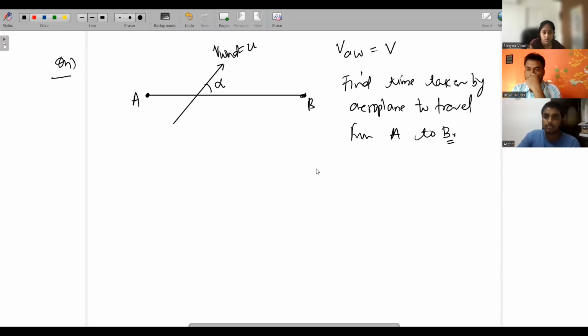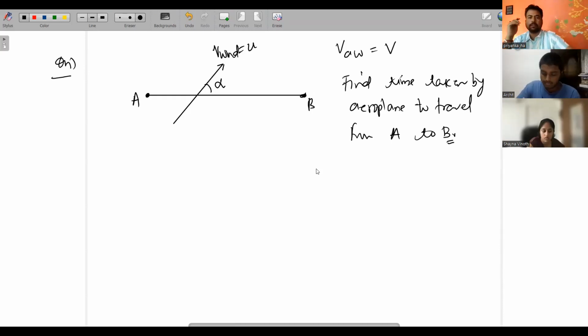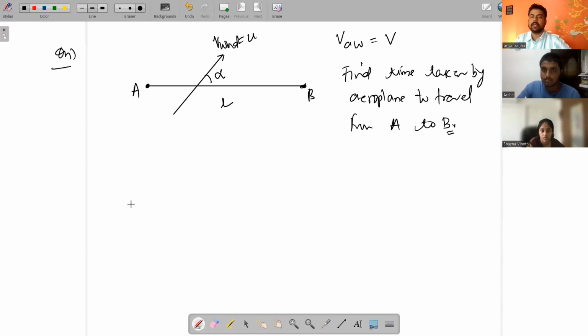So we don't have distance, so do we just assume? A, B are 2 points. Just take the distance given as L between A and B.